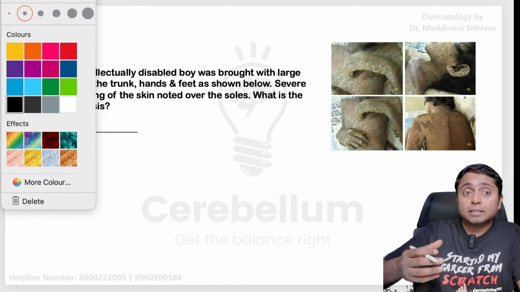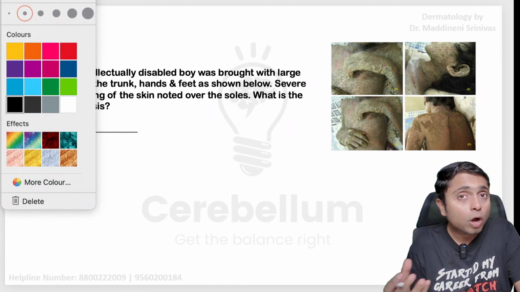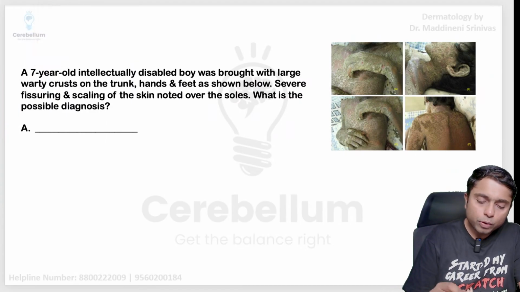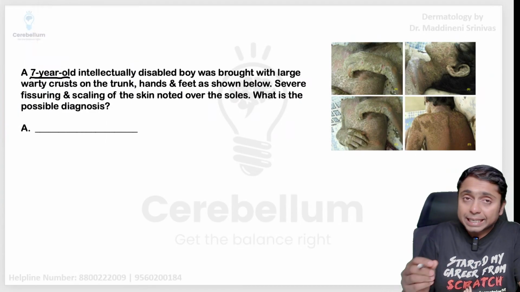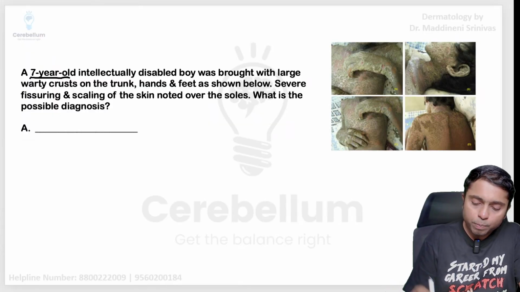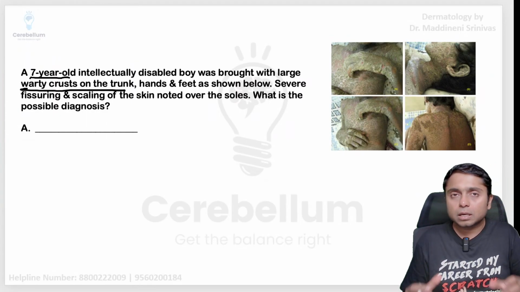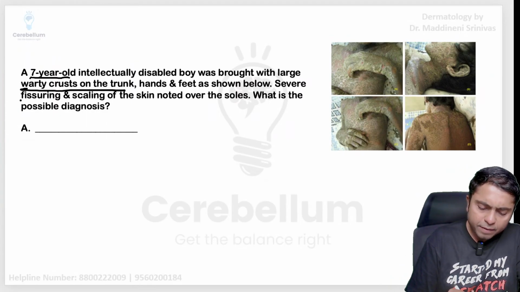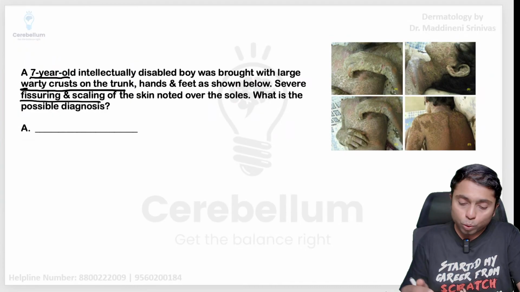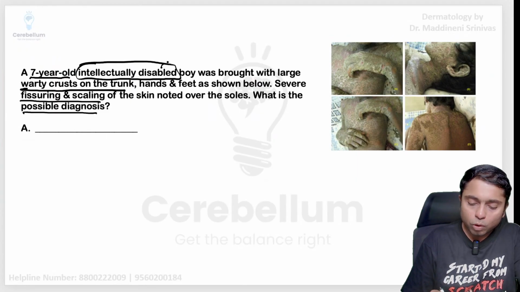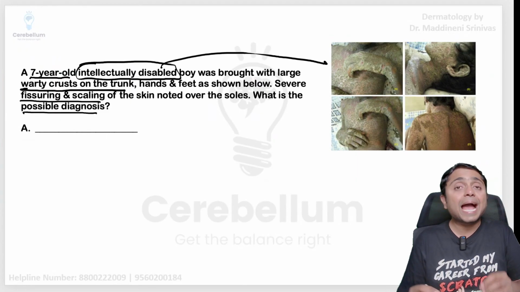If it is by mistake asked as a long answer question, this could be a case-based scenario where you can see a 7-year-old intellectually disabled boy brought with large warty crusts on the trunk, hands and feet. Severe fissuring and scaling of the skin is noted. What is the possible diagnosis? Okay, intellectually disabled, so what does this mean? So there will be lack of hygiene.